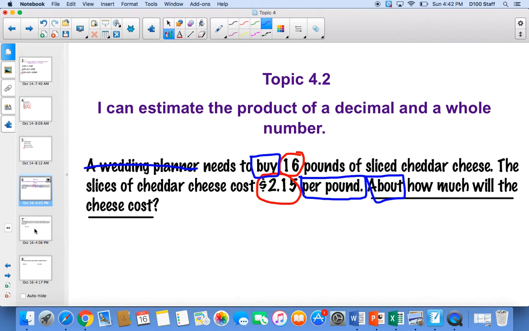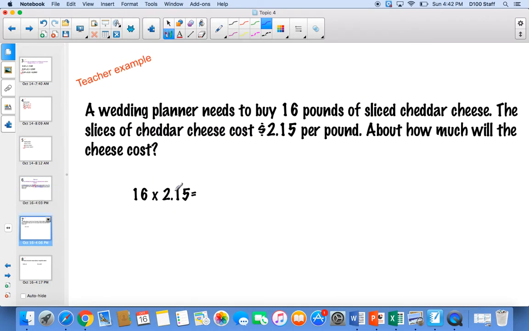Alright, our last step is to solve. So here we have the problem that we're going to be doing. So we're going to be solving to find out about how much money it's going to cost for all this cheese. So she has 16 pounds and each pound is $2.15. Remember when we're estimating, there's two ways we can do this. We can use compatible numbers or we can use rounding. So we'll do this both ways.